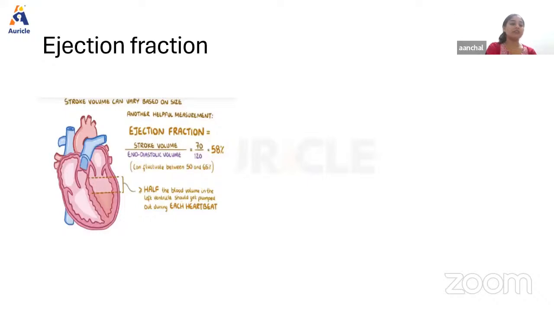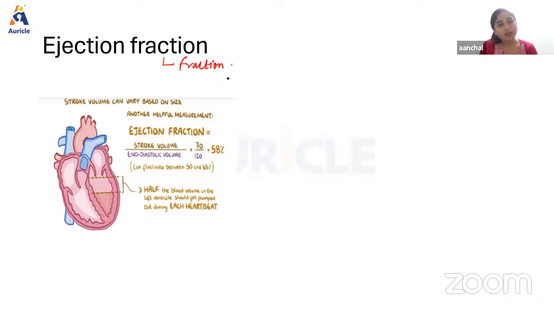And let's start with today's topic. So first, we're going to learn about ejection fraction. Okay. So what is ejection fraction? Ejection fraction is the fraction of end diastolic volume, as we can see in the slide also. So this is the fraction of end diastolic volume that is ejected out of each ventricle.